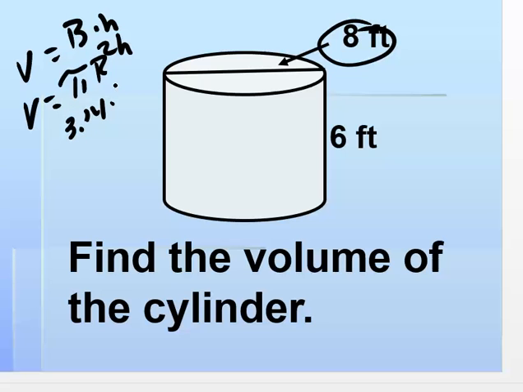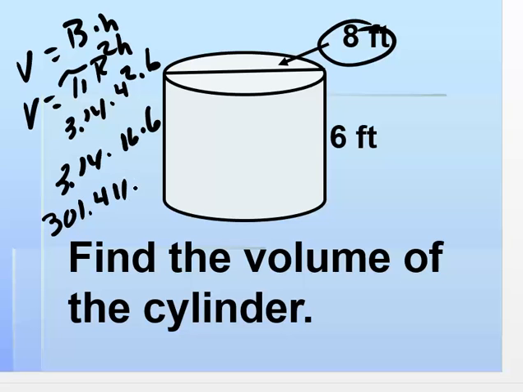Pi radius squared times h. 3.14 times 4 squared times 6. 3.14 times 16 times 6. Punch that into our handy calculator. It comes out to 301.44 feet cubed.